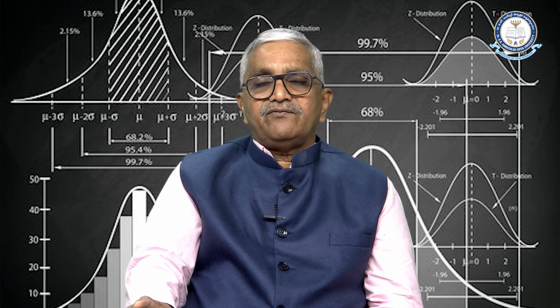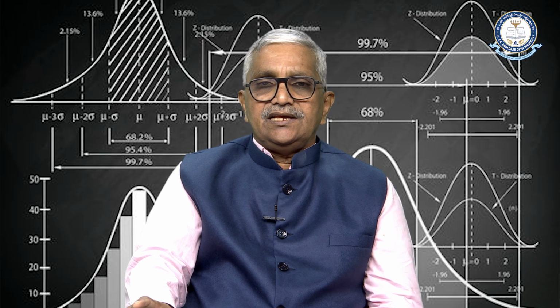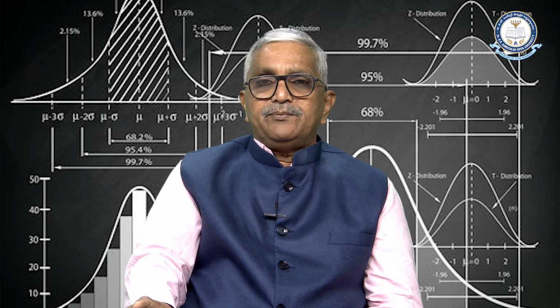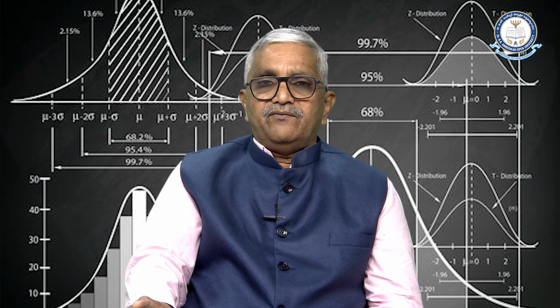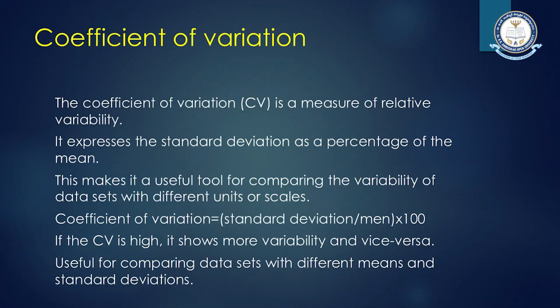The next measure of dispersion is coefficient of variation. It is a very useful measure to find out the consistency or inconsistency in a data set. It measures the relative variability of data sets. That means, for comparison purposes of data sets, coefficient of variation is very useful. It expresses the standard deviation as a percentage of the mean. This makes it a tool for comparing the variability of data sets with different units or scales.